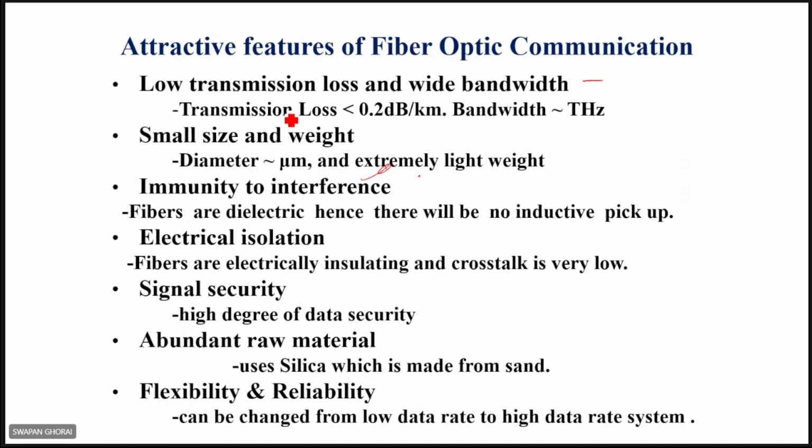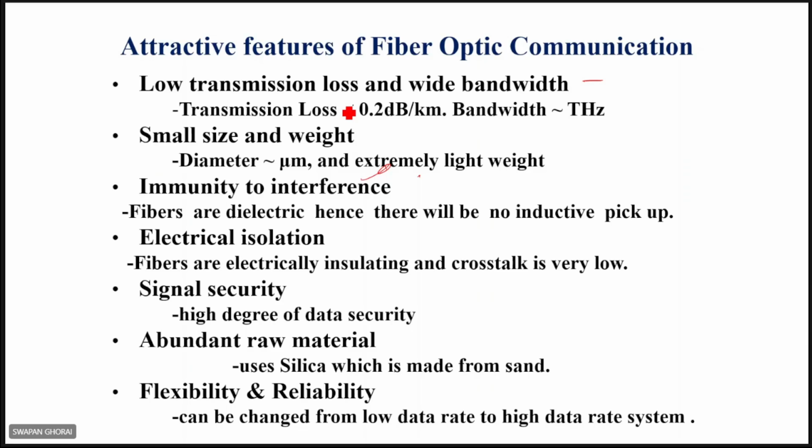And if it is a very low loss system, then obviously the repeater spacing will be quite large. For microwave or other systems, you need repeaters after only 10 kilometers. But in optical fibers, up to 200 or 250 kilometers, there will be no need of repeaters. And fewer repeaters means your cost will be drastically reduced. So in turn, you can have very high data rate and very high repeater spacing.